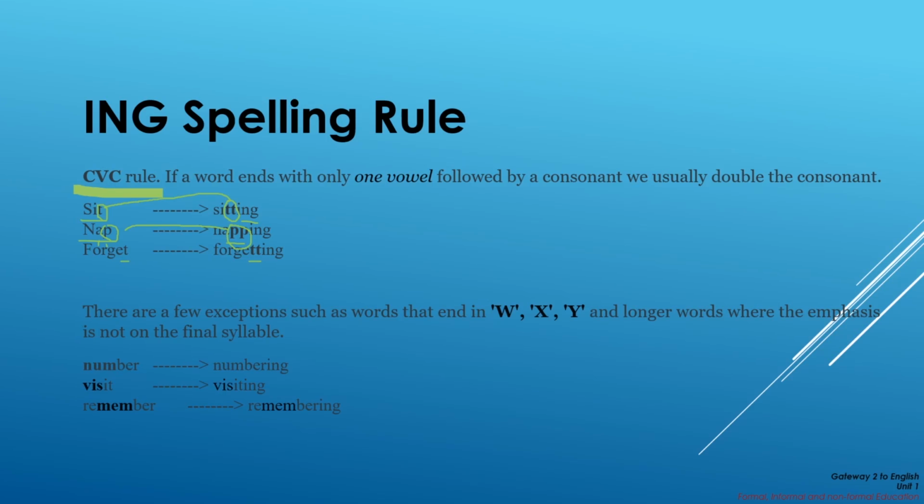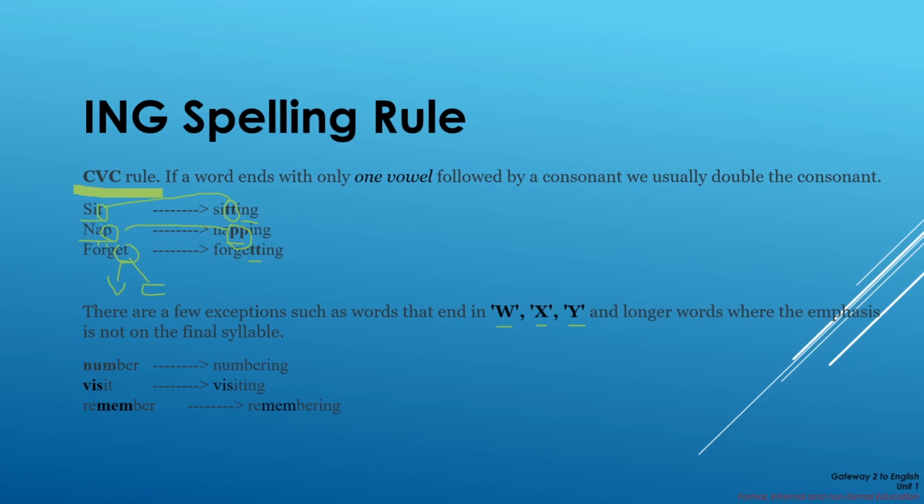Forget. Forget also ends with ET, vowel, consonant. And before the vowel, we have the consonant G. To form the gerund for this bare infinitive, we have to double the letter T, and the result is forgetting with double T.